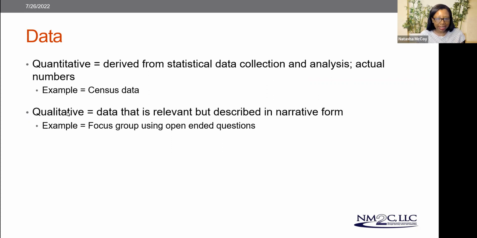Qualitative is data that is relevant, but described in narrative form. Think of a focus group. Focus groups are just like you're sitting in this room around the board table. A researcher will come in, ask you a series of questions, collect your responses, and help document the information in a narrative way. So it's primarily open-ended questions that provide a narrative response to the situation.